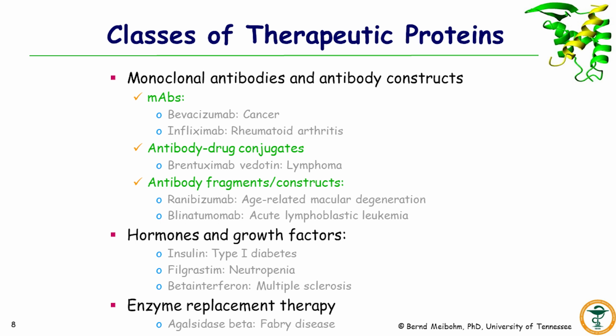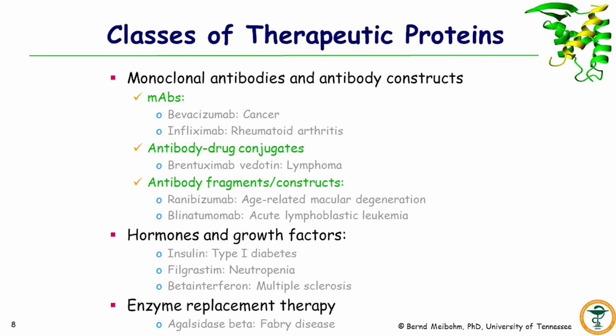The second big group are hormones and growth factors, which are usually identical or closely similar to endogenous molecules and supplement or replace a lack of these hormones or growth factors. An example, of course, insulin for type 1 diabetes, filgrastim as a growth factor for white blood cells to treat neutropenia, neutrophil growth factor, and then beta interferon for the treatment of multiple sclerosis.